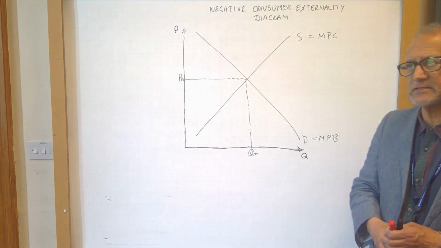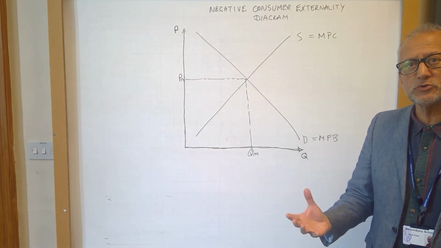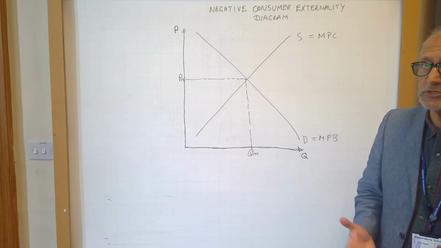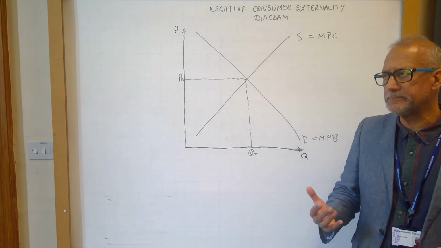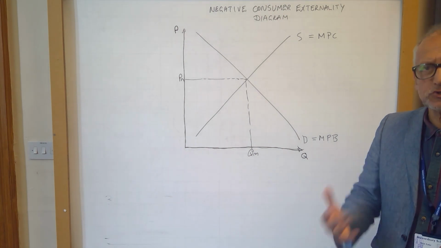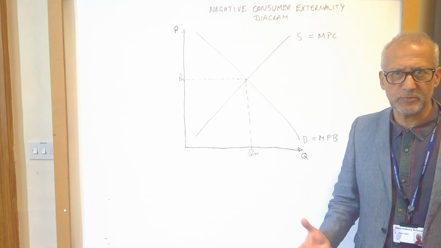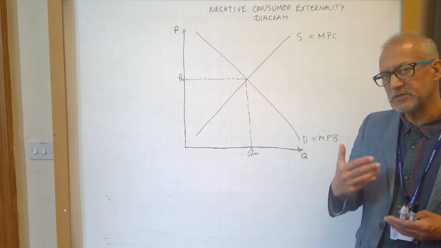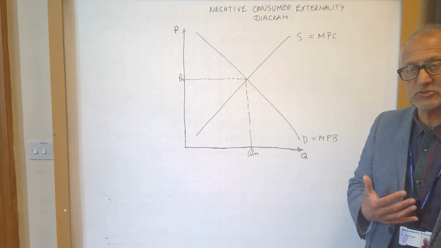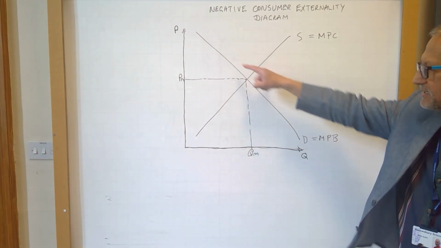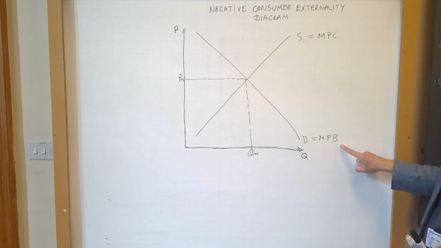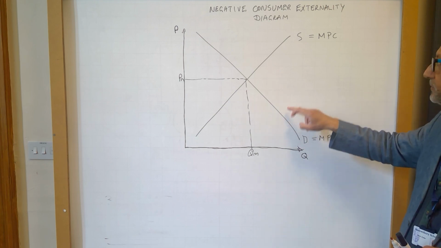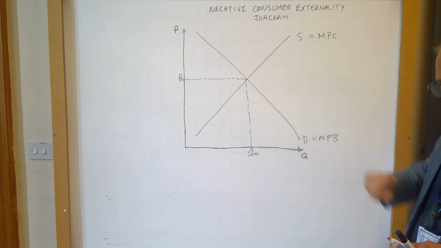Now, a consumer externality is when the consumption by a consumer causes damage to society. So, drinking too much alcohol, smoking too much, drug abuse, etc. So, the consumption by the individual is having a damaging effect on society. So, yes, here's the benefit that the private benefit is being received, but society's benefit is going to be different. That's going to change. This isn't going to change. That's going to remain the same.